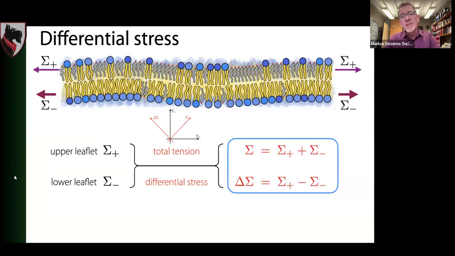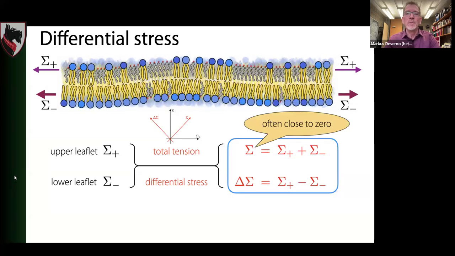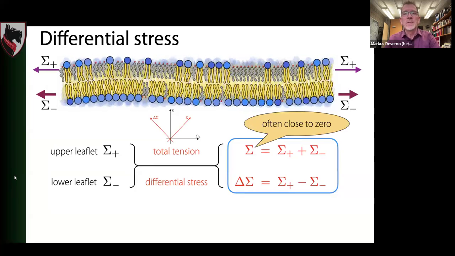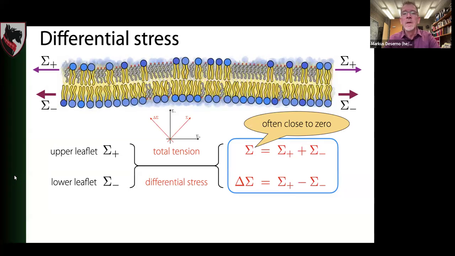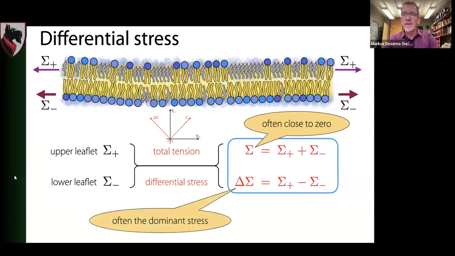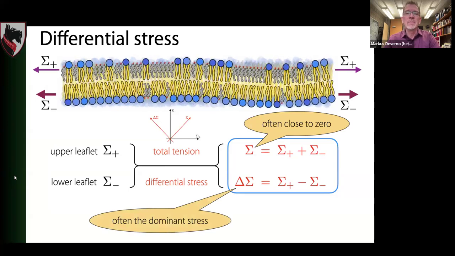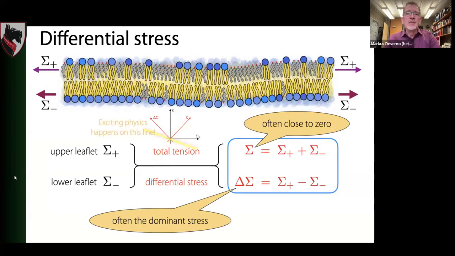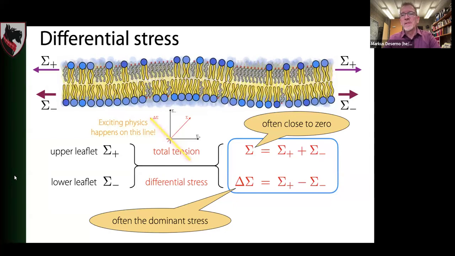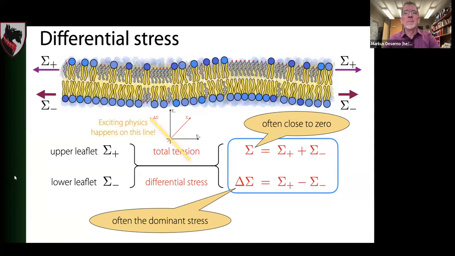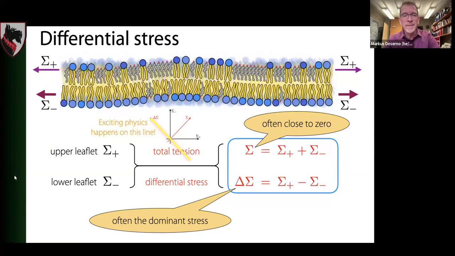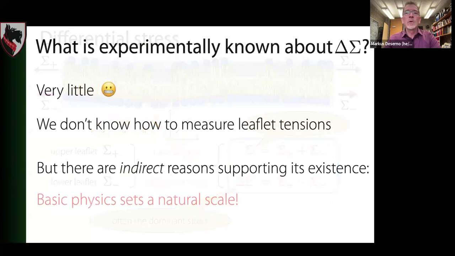Why do I do that? Because it turns out that, in a sense that I will define a little bit more carefully later, the overall net surface tension often turns out to be very close to zero, while the differential stress is the variable that is actually large and dominant. And I'll see in a second what that means. So basically we have now one particular variable, delta sigma, that explains the axis along which a lot of the relevant physics is happening. So given that, what do we know about this differential stress?